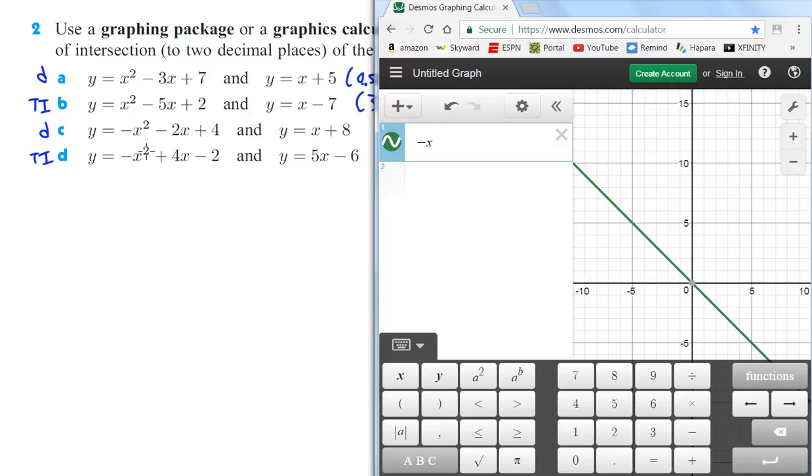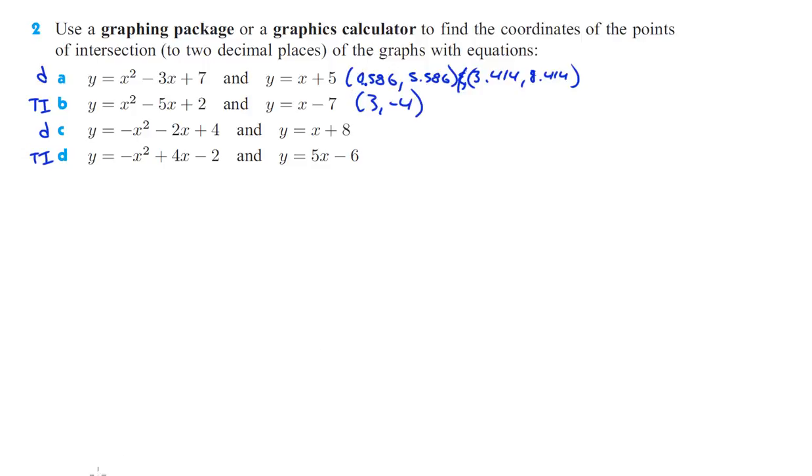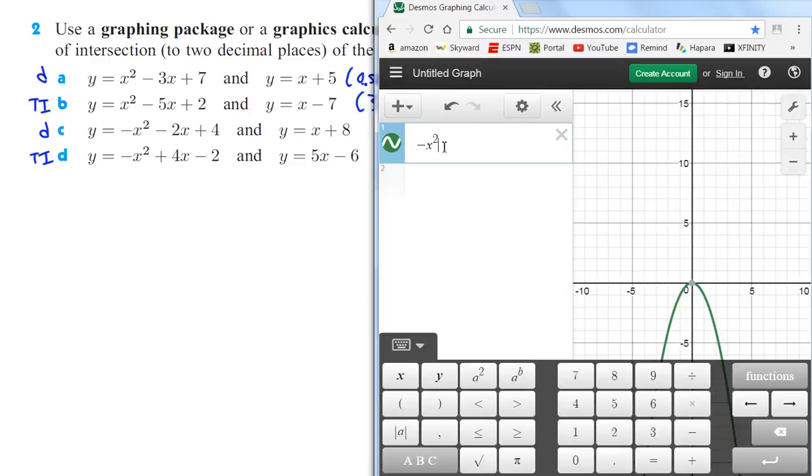-x, and then again it's got to be squared, so you got to push Shift 6, which is the up arrow, squared, and then push the arrow to the right, and it takes you out of the power. And now we can do plus 4x minus 2.